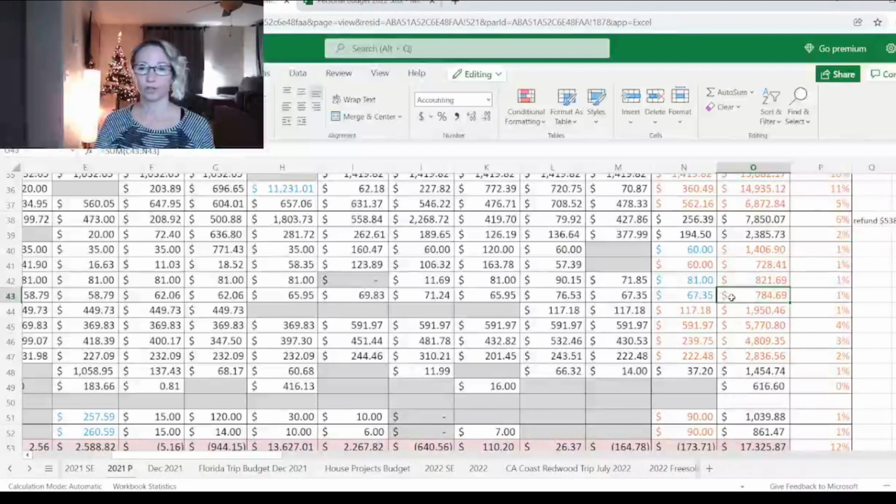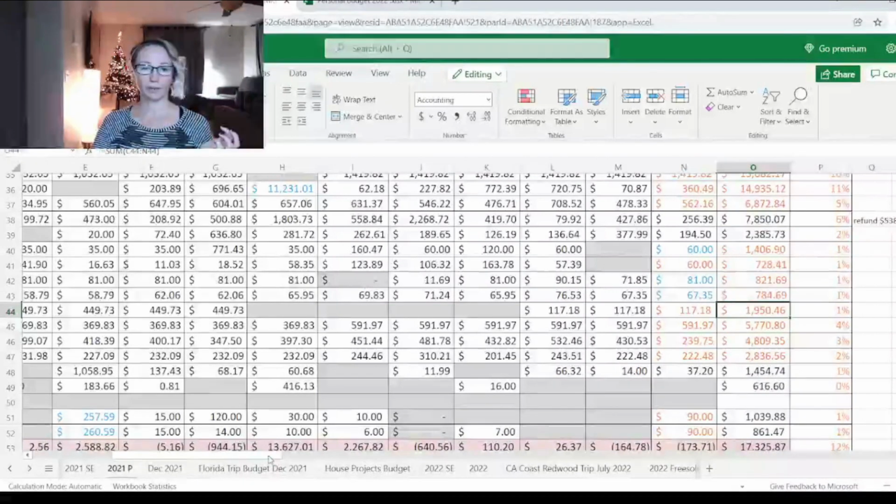Our water, sewer, trash, $784. This fluctuates, so our bigger months are when we're watering our fruit trees every day, and then now we're back to watering them every other day because it's winter time, so we're down to like $67 a month right now.